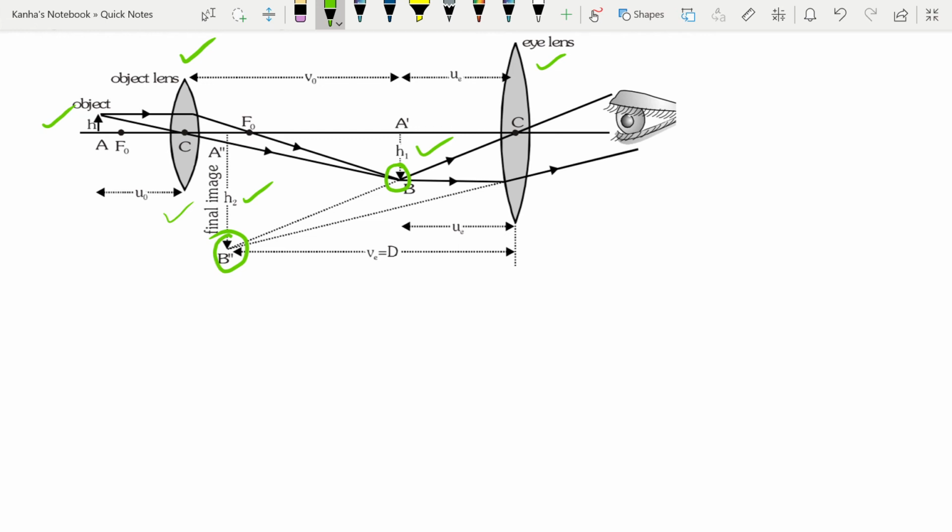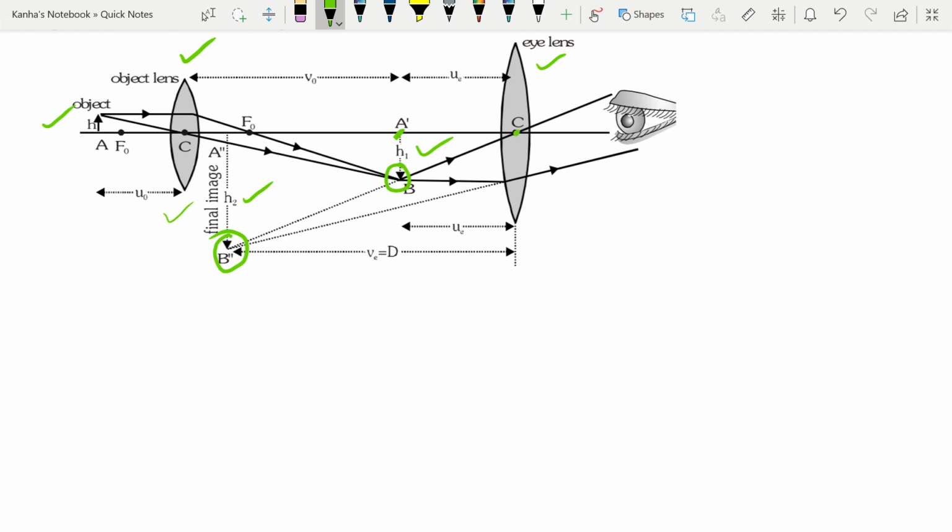Now the distance between both the lenses is adjusted in such a way that the intermediate image falls between the optical center of the eyepiece and its focus. So for the eyepiece, I want the distance A prime or C A prime to be such that it falls between the focus of the eyepiece and the pole of the eyepiece.